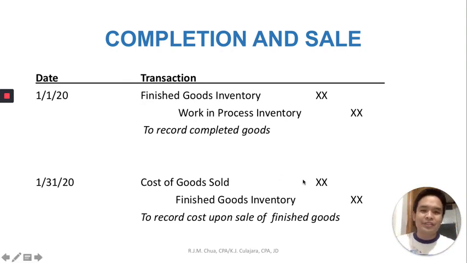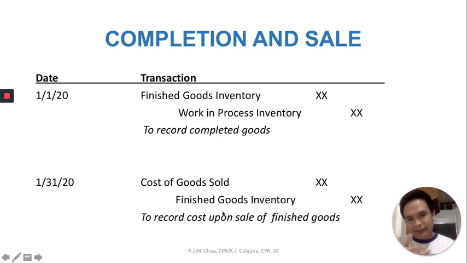So, papasok siya sa account na to, debit finished goods inventory. Tapos na at tatanggalin na sa credit work in process inventory to record completed goods. So, tapos na yan. Finished goods inventory. And syempre, kapag ibenta mo, it becomes cost of goods sold.